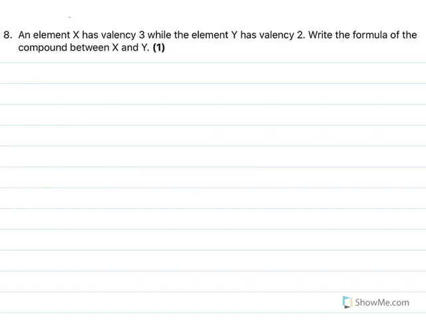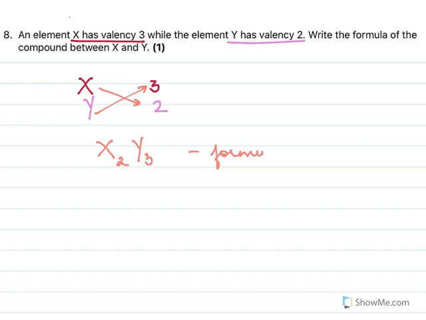An element X has valency 3, so let's write that, and Y has valency 2. Write the formula of a compound XY. So the valency will crisscross, X will take up the valency 2 and Y will take up the valency 3. So this will be the formula of the compound.